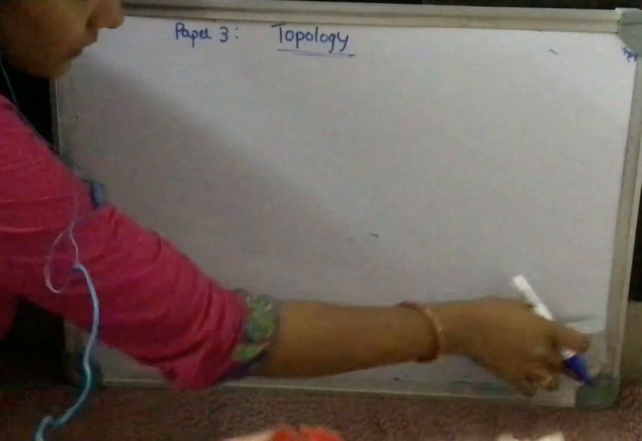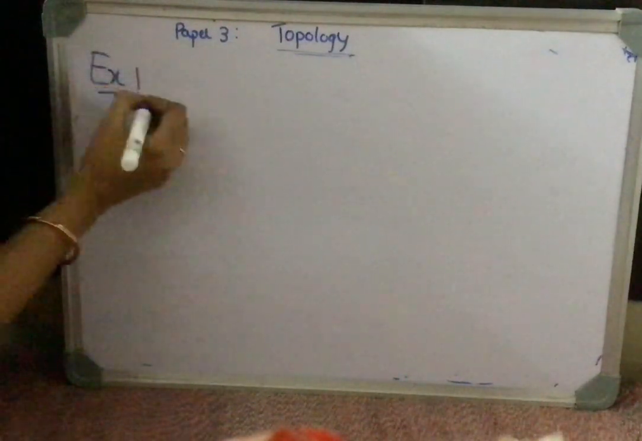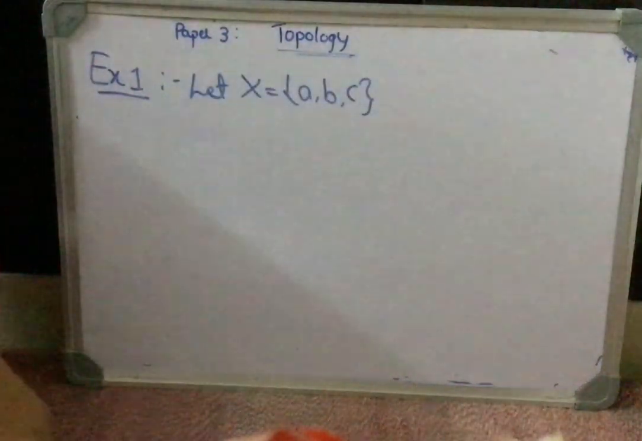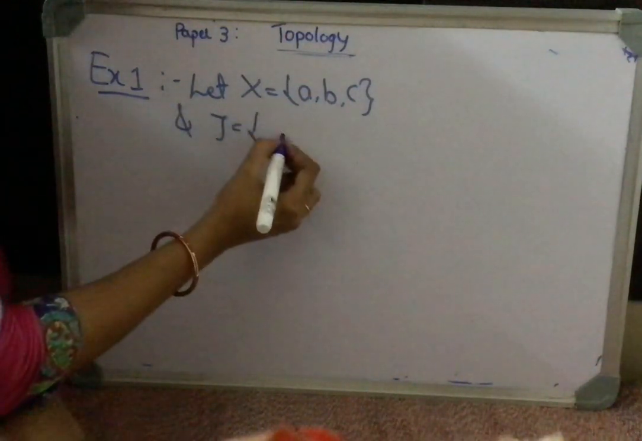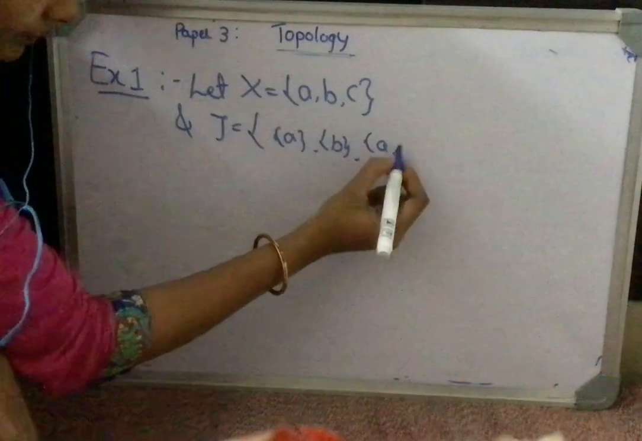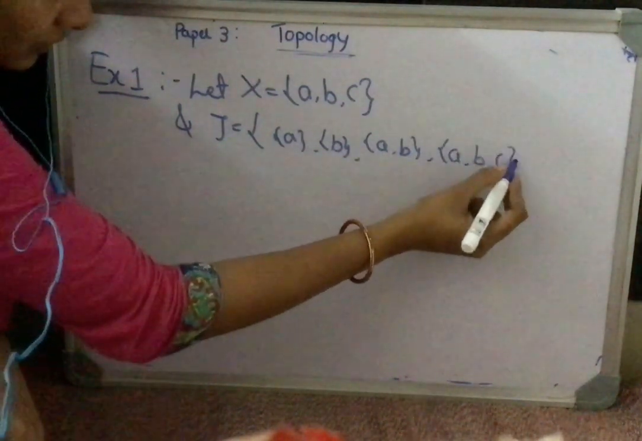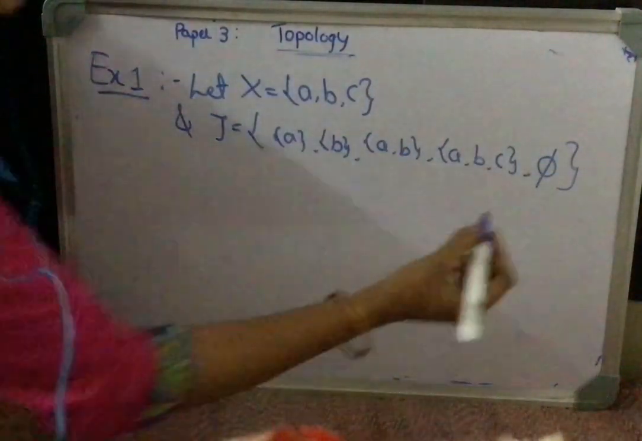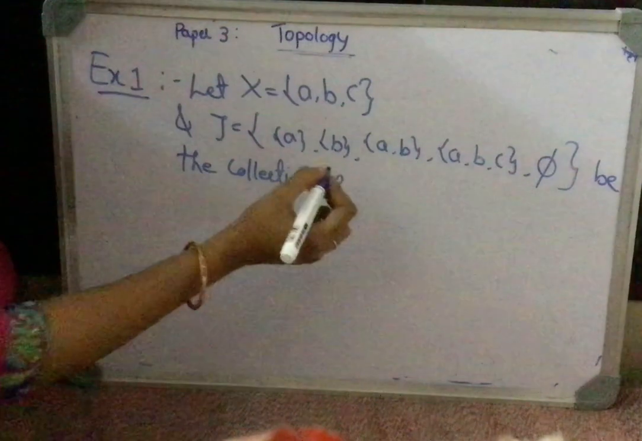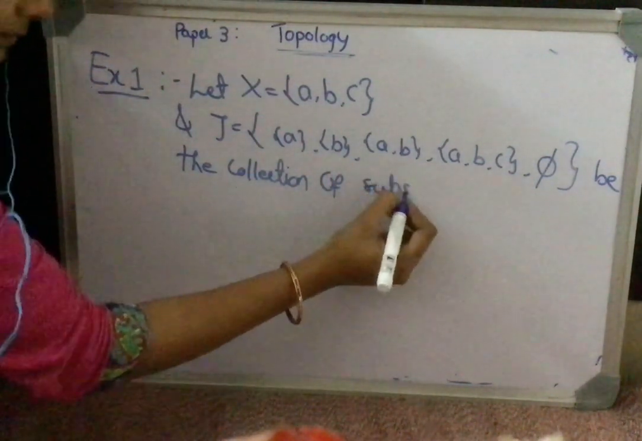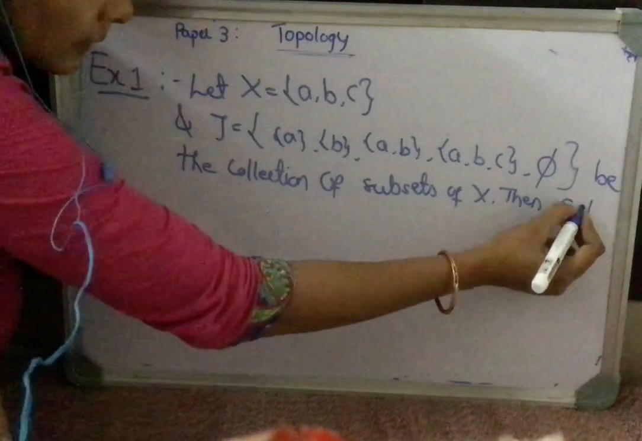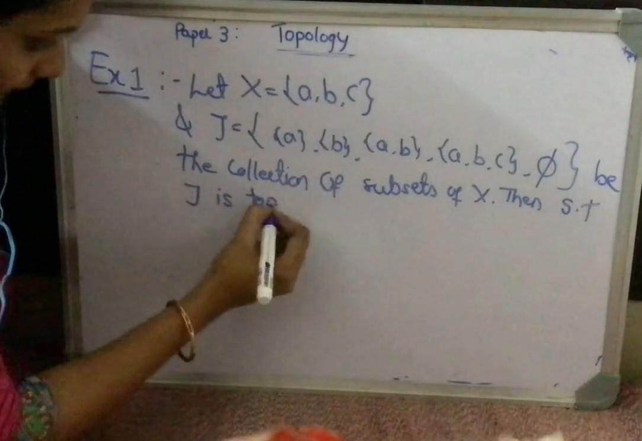Let X be equal to {A, B, C}, a set, and tau equal to {empty set, {A}, {B}, {A, B}, {A, B, C}}, be the collection of subsets of X. Then show that tau is a topology on X.